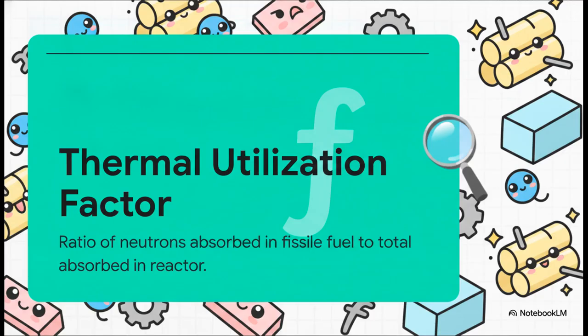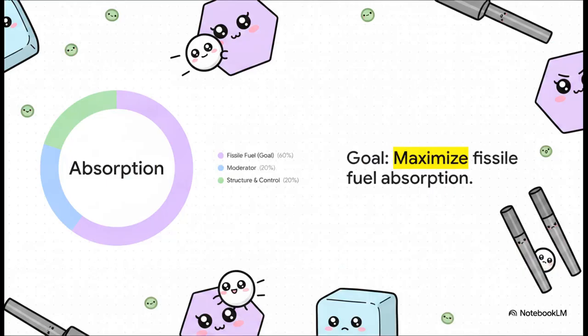So why does this ratio matter so much? Because only the thermal neutrons that are absorbed in the fissile fuel can actually cause the thermal fissions we need to generate power. And this brilliantly illustrates the exact battle happening inside the reactor core at all times. We've got our primary goal, that slice representing neutrons safely absorbed in the fissile fuel. But they're constantly competing with those other slices, neutrons captured in the moderator or hopelessly lost to the structural and control materials. Reactor engineers are constantly fighting to maximize that first, absolutely vital slice of the pie.